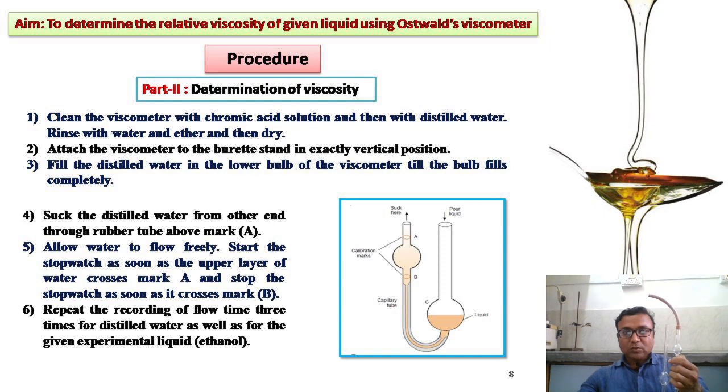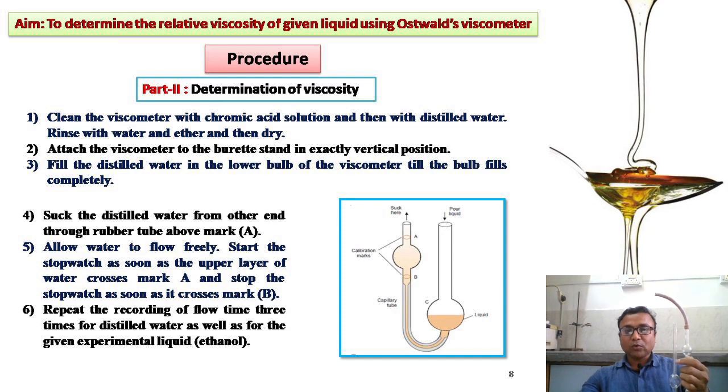So allow the water to flow freely. Start the stopwatch as soon as the upper layer of the water crosses A, and stop the stopwatch as soon as it crosses mark B. So you have to note down the time of flow when the liquid flows from mark A to mark B.